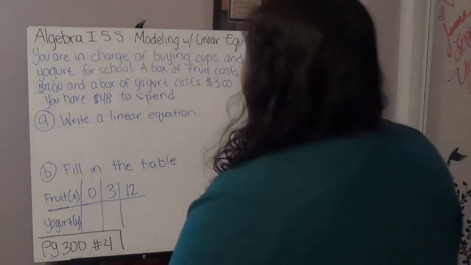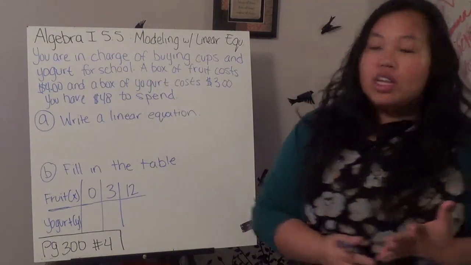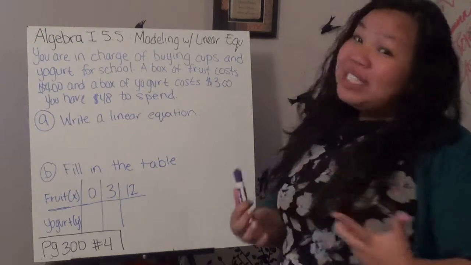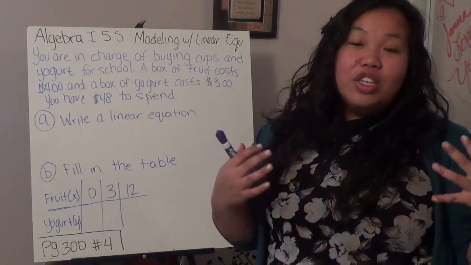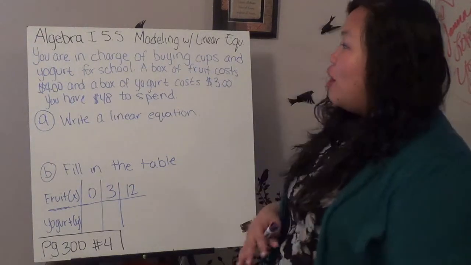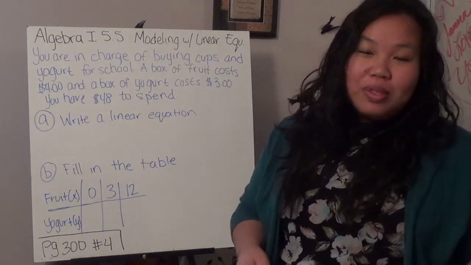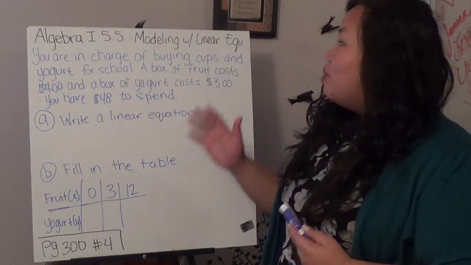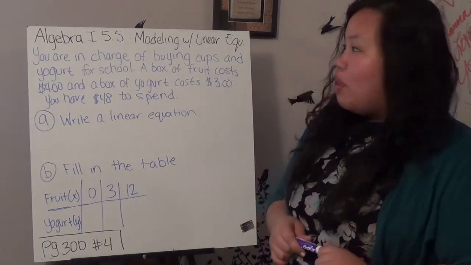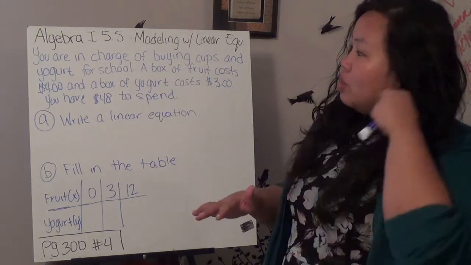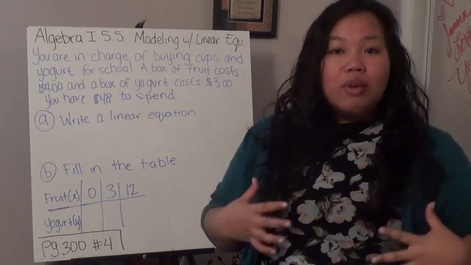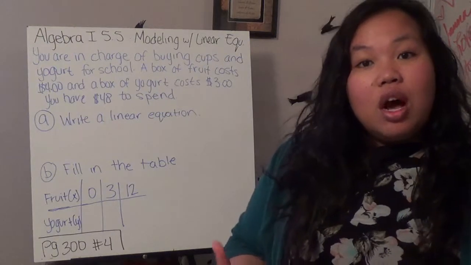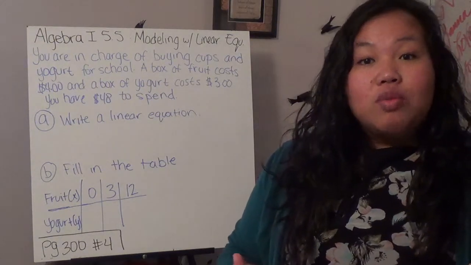In Algebra 1, 5.5, we're dealing with modeling with linear equations. So basically we're dealing with a whole bunch of story problems. And I know how much you guys love story problems, so we'll just get right into the problem. All we're going to do is read the story problem and try to come up with an equation with two variables so that we can fill out the chart.